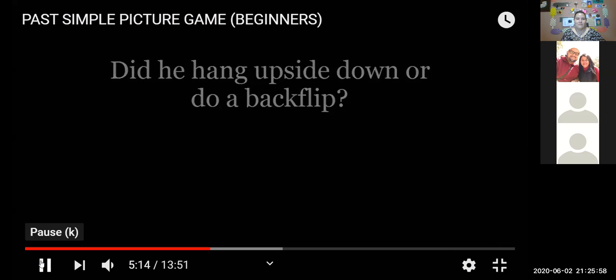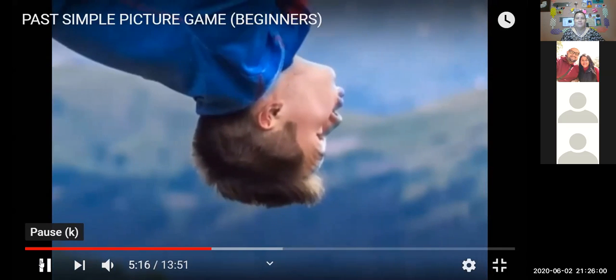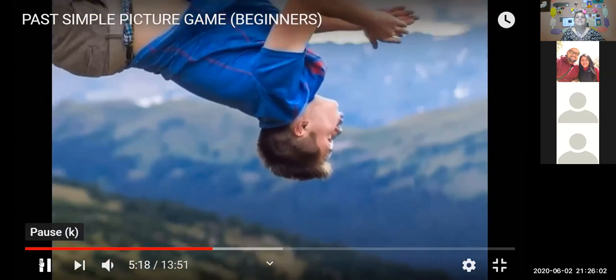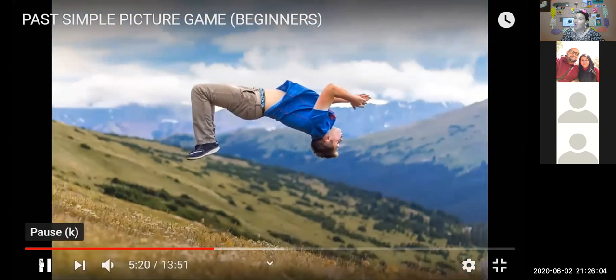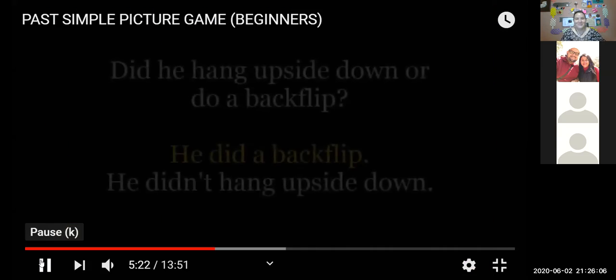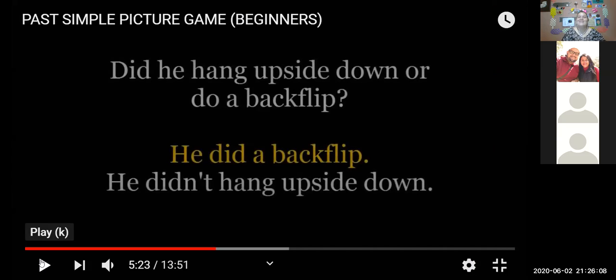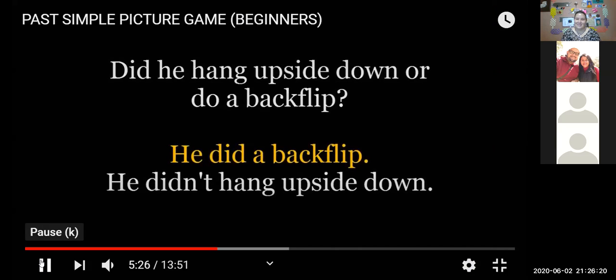He did a backflip. Okay. Good job. He did a backflip, and he didn't hang upside down. It looked like he was upside down, but he did a backflip, he didn't hang.